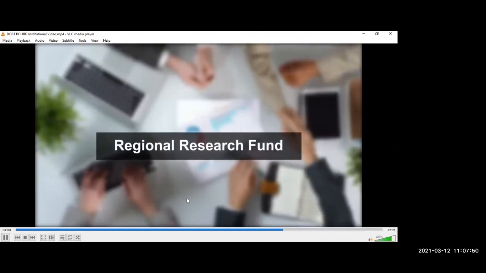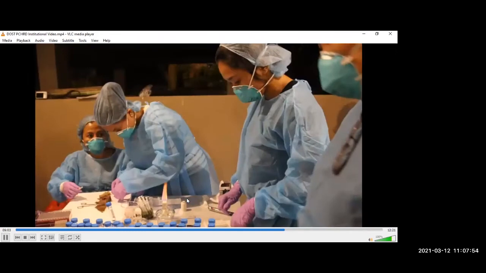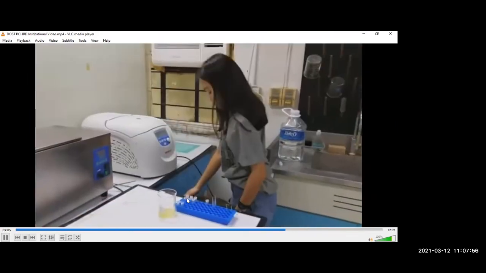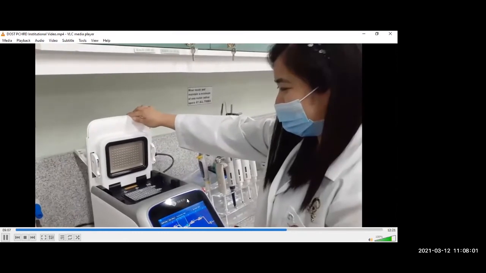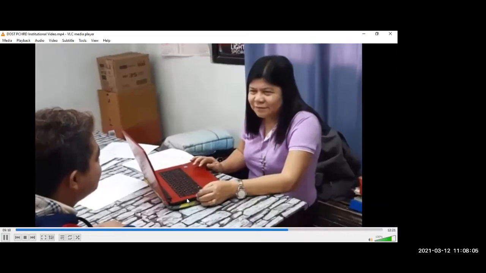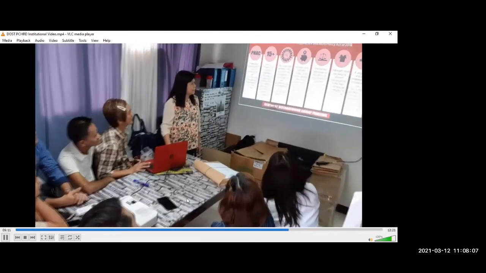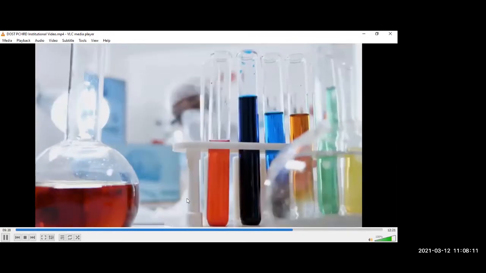One feature of the regional consortia is the Regional Research Fund. This is a strategy of the Council to encourage new researchers to be actively involved in health research activities without having to compete with more experienced researchers. RRF projects are intended to build the capabilities of researchers in designing, implementing, and managing health research projects.